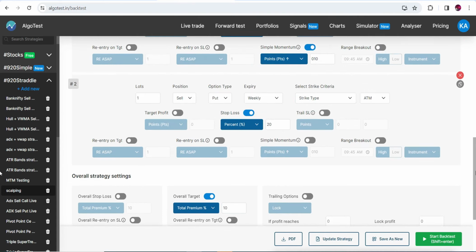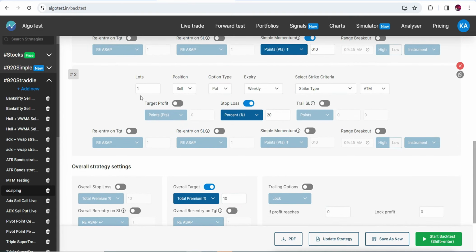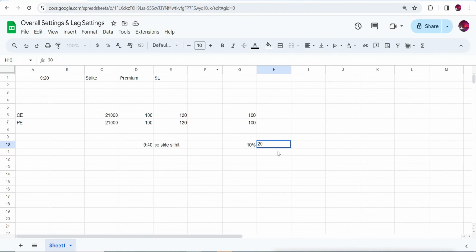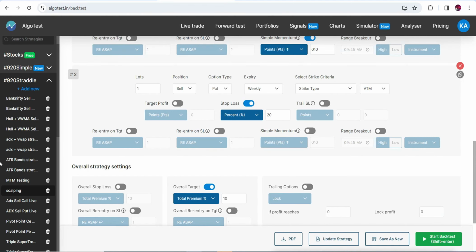Let me explain this on sheets. Assume that we have sold call and put at 100 rupees premium. Now these premiums can vary, I have given these so it will be easy for you to understand. So 10 percentage of the combined premium, 100 plus 100, 200, is 20 points. So if we get 20 points profit, meaning a 20 point target in our strategy, it will exit that strategy.